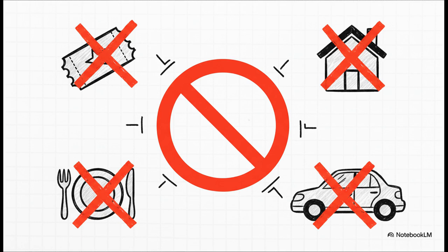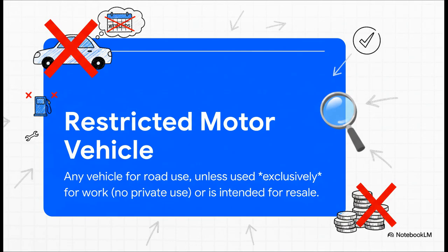And you see that one there? Restricted motor vehicles. This one trips up a lot of people, so let's define exactly what that means. The key word, the only word that matters here, is exclusively. If a company car is available for an employee to use for private reasons, even just driving it home on the weekends, it's immediately considered a restricted motor vehicle. And that means you cannot deduct the VAT on the purchase, the fuel, the repairs, nothing. It has to be 100% for work, zero exceptions.